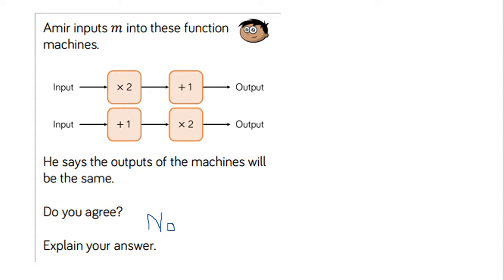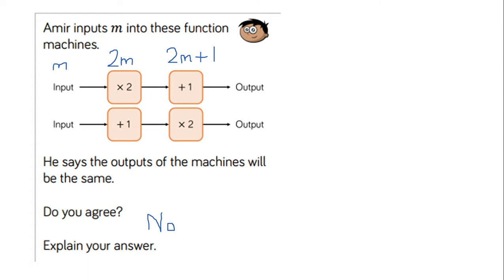So, first of all, I've done it algebraically. I've looked at his function machine and written the output as an algebraic expression. So I thought to myself, he's got m, he's putting m in there. He's then timesing it by 2, so that makes 2m. And then he's adding 1, so that would give me the expression 2m plus 1. So that's the first output.